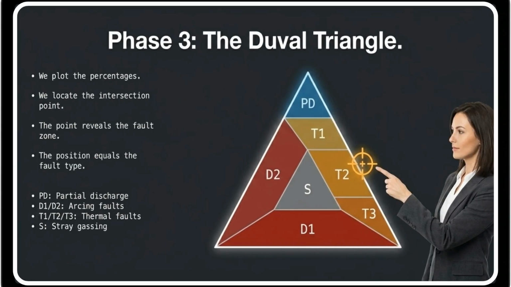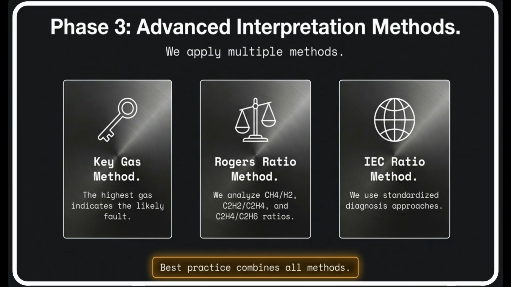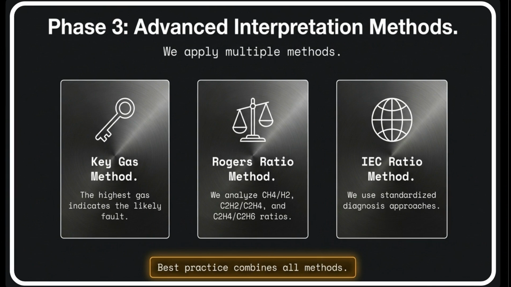Phase 3 is the Duval Triangle. By plotting the gas percentages, the intersection point reveals the fault zone. The position of this point equals the fault type, identifying issues like partial discharge or thermal faults. Phase 3 also utilizes advanced interpretation methods. These include the key gas method, the Rogers ratio method, and the IEC ratio method. Best practice combines all these methods for a reliable diagnosis.